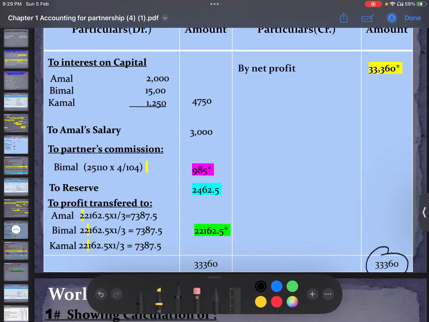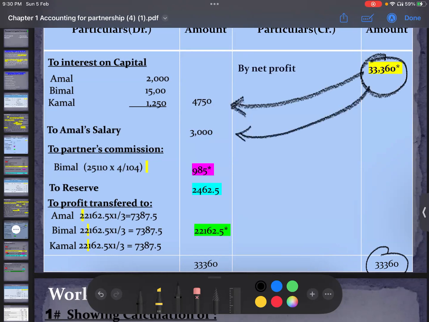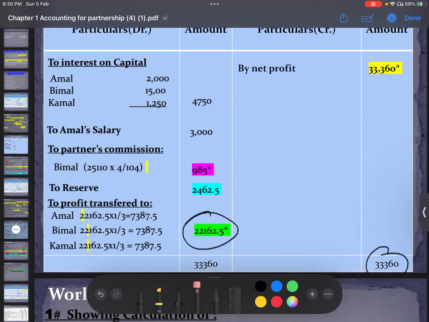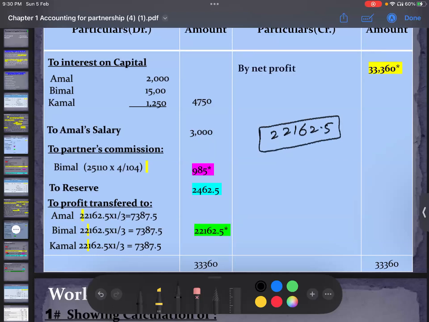Okay, you understood how we will be calculating the divisible profit. Out of this profit, we'll subtract all these expenses. And after reducing these expenses, the remaining profit will be 22,162.5, right? You understood till this point? Confirm, Abin, whether you are able to understand how we will get 22,162.5. I'm saying that we'll get this profit by subtracting all the expenses out of this profit.